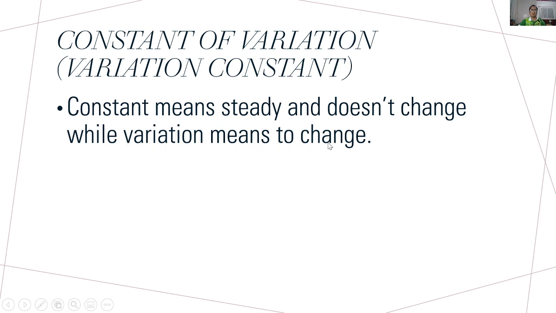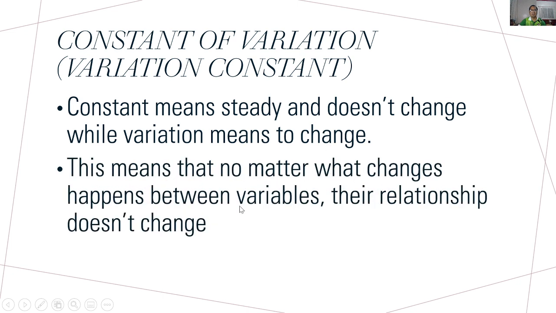Na kung papansinin po natin, ito yung sinasabi kong confusing kanina. Yung constant ay hindi nagbabago, pero yung variation, nagbabago siya. And yet, we are talking about constant na variation. Pinagsama sila. So what does that mean? Ang ibig pong sabihin yan, no matter what changes happens between variables, lumaki man siya o lumiit siya, their relationship doesn't change. So in this case, most probably, we are talking about x and y. So it doesn't matter what changes happens to x, what changes happens to y, still, yung constant or yung relationship between x and y, hindi po magbabago.